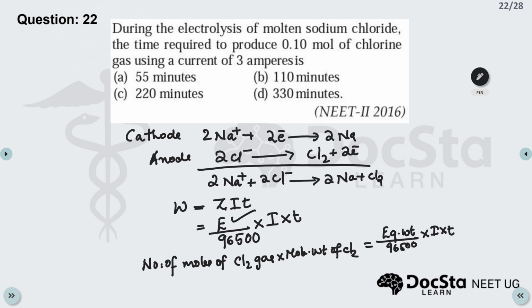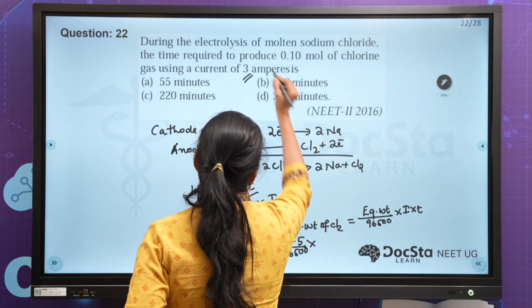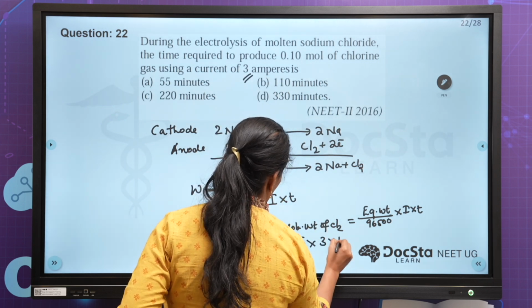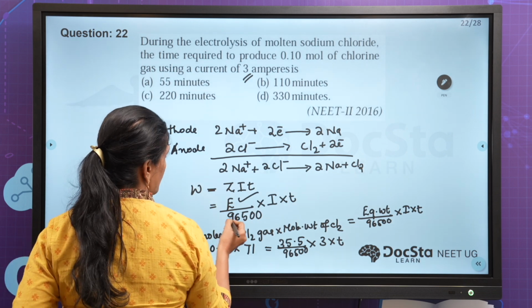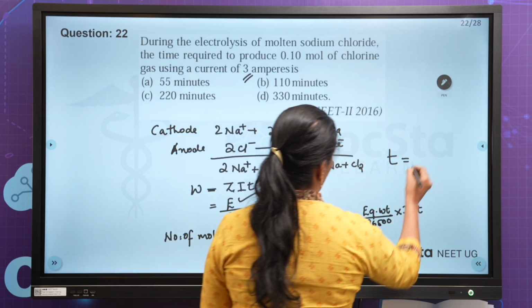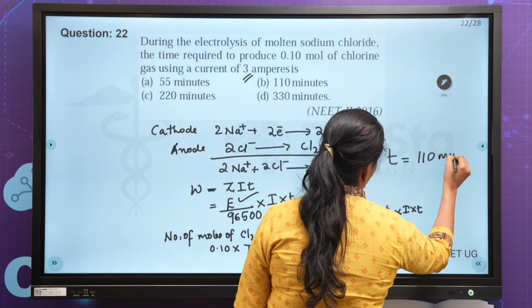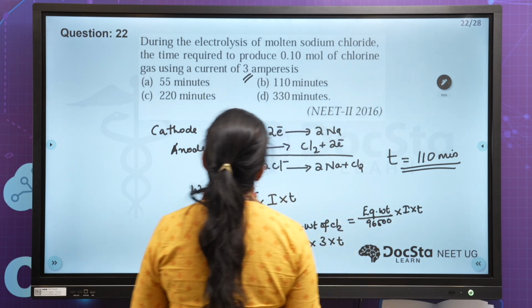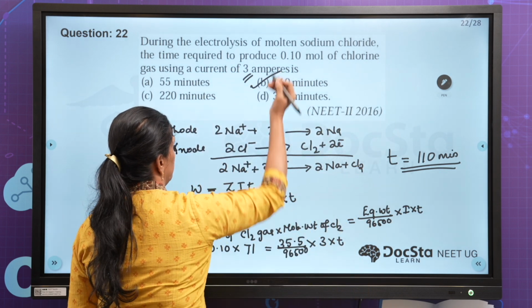അപ്പോൾ number of moles ഒക്കെ നമുക്ക് തന്നിട്ടുണ്ട്. That is 0.10 into molecular weight of chlorine, 71, is equal to equivalent weight of chlorine, 35.5, divided by 96,500 into I. Current 3 ampere ആണെന്ന് പറഞ്ഞിട്ടുണ്ട്. So 3 into T, to be determined. And if you solve this, you get the value of T. ഈ equation solve ചെയ്താൽ T ൻ്റെ value you get as 110 minutes. So the correct option is option B.